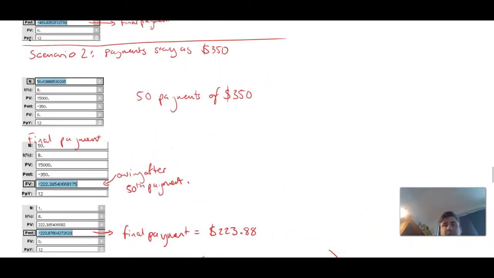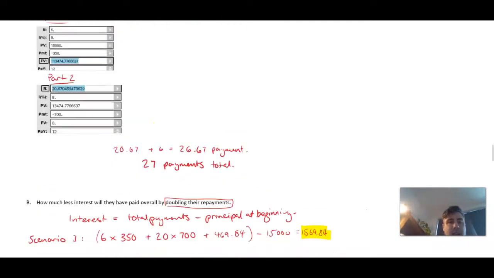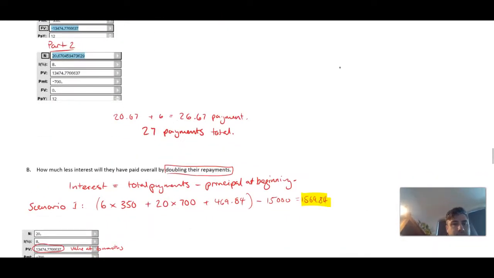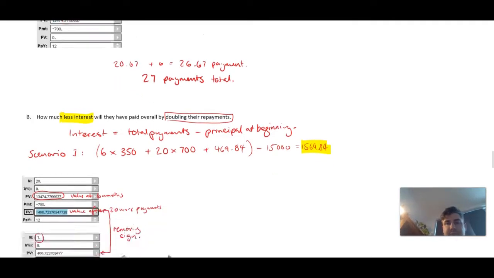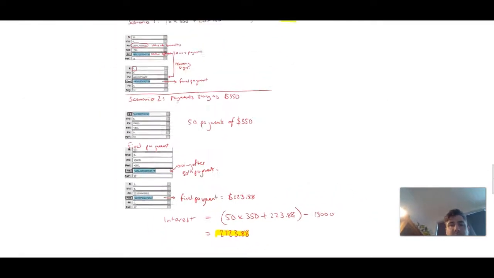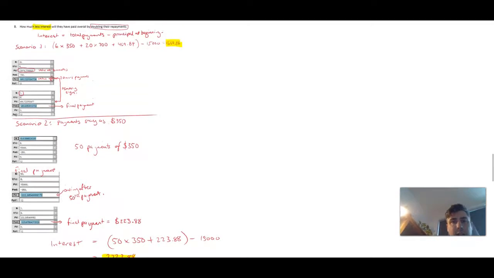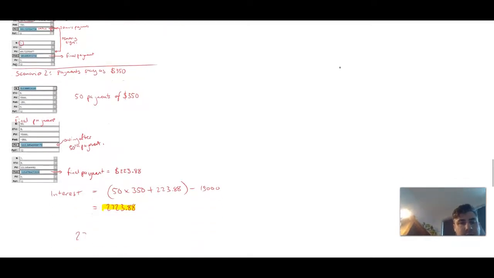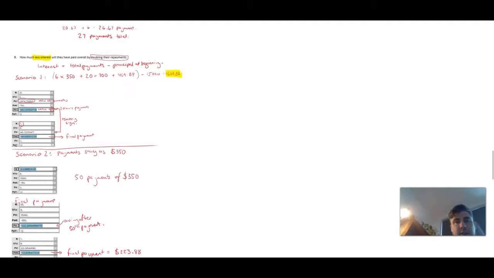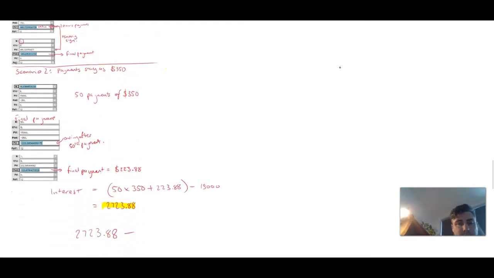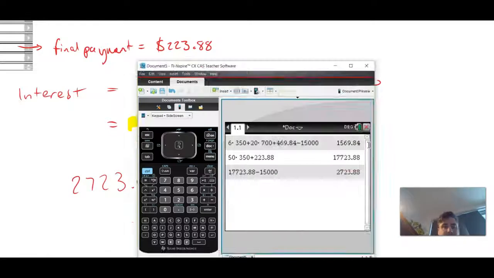And the question, if we go back to it, asks for the difference in the interest. How much less interest is there? So we need to find the difference of the two. So finally, we're going to get 2723.88, and we're going to take the other scenario, so 1569.84. And the difference is the answer to the question.